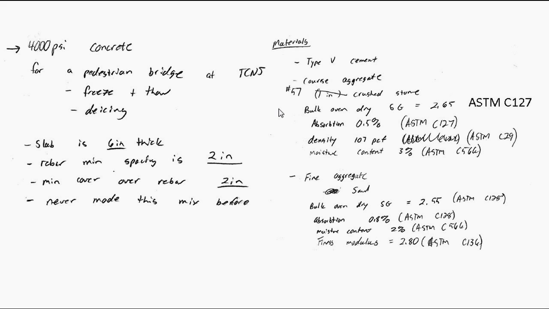With the fine aggregate, you still need to know the bulk oven dry specific gravity, the absorption and the moisture content, but you also need to know the fineness modulus. The bulk oven dry specific gravity and the absorption are found using ASTM C128. The moisture content is found using ASTM C566, and the fineness modulus is found using ASTM C136. The fineness modulus is found by doing a sieve analysis. What it tells you is pretty much how much fine aggregate you're going to be able to fit in between the voids of the coarse aggregate. The more fine the sand is, the more sand will fit in the voids.